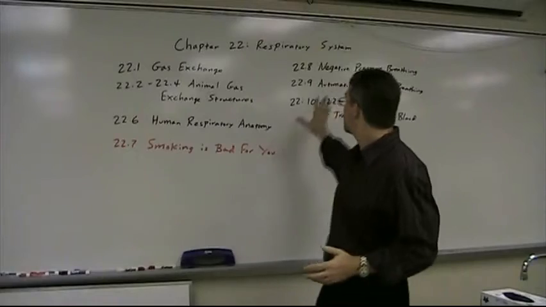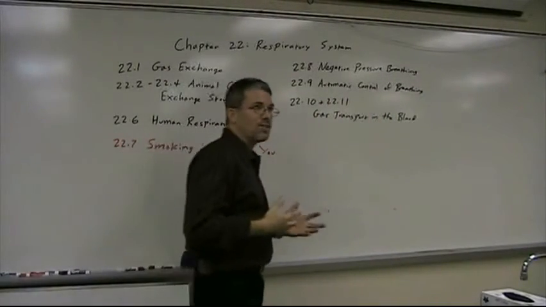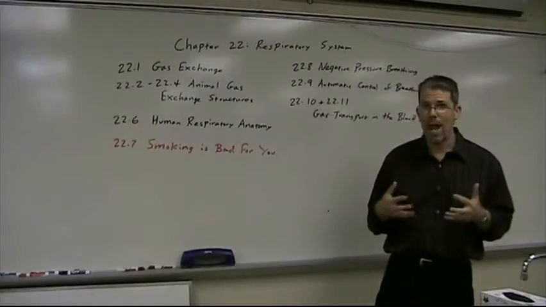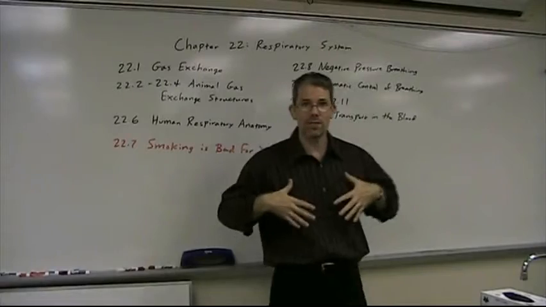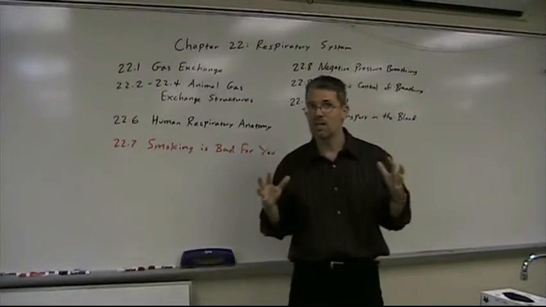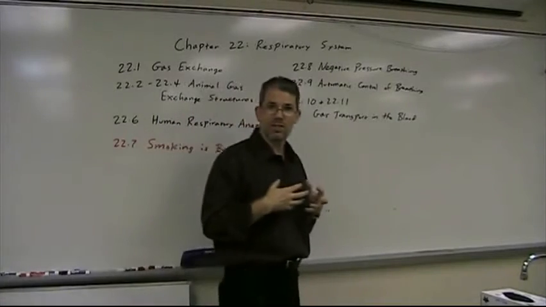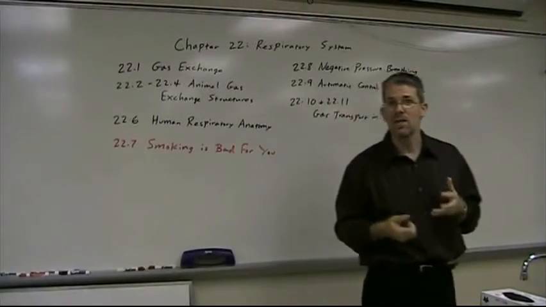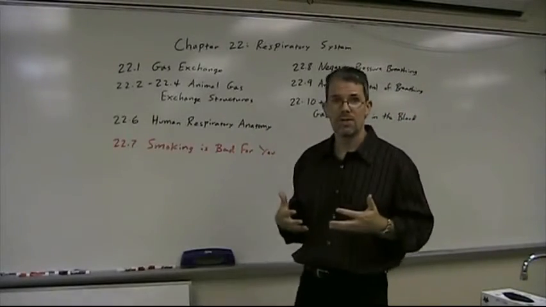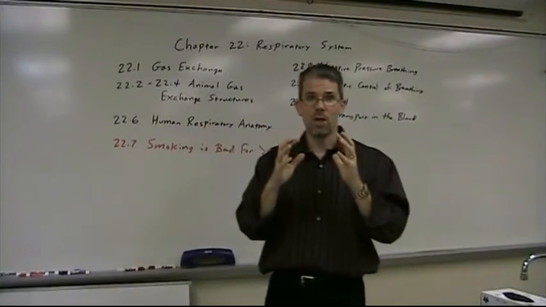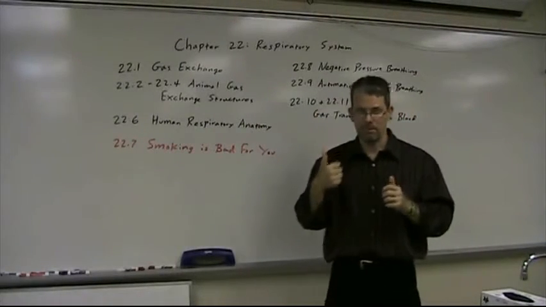Sections 8 and 9 discuss the physiology of breathing. Section 8 discusses negative pressure breathing. To inhale, you have to contract the rib muscles and the diaphragm. That expands the lungs and increases the lung volume. And when you do that, it decreases the air pressure inside the lungs, creating a partial vacuum. Air moves in. When you breathe out, the rib muscles and diaphragm relax, lung volume decreases, air pressure in the lung increases, and air moves out.